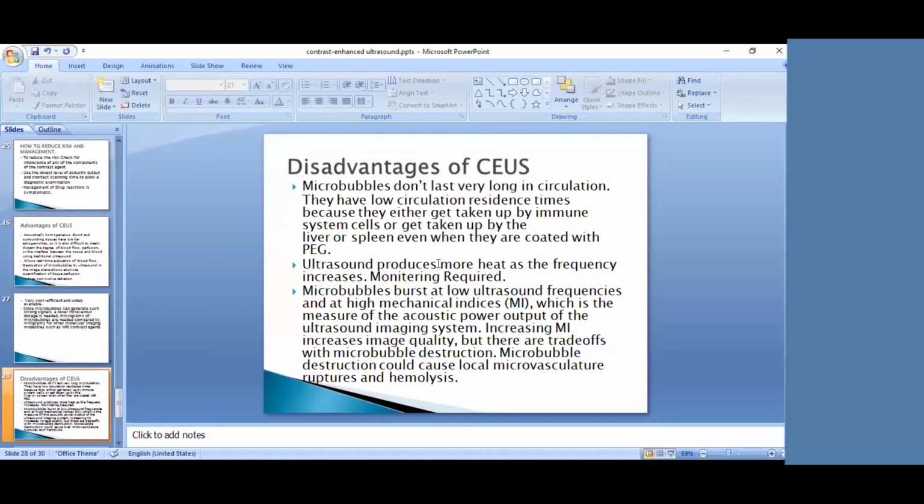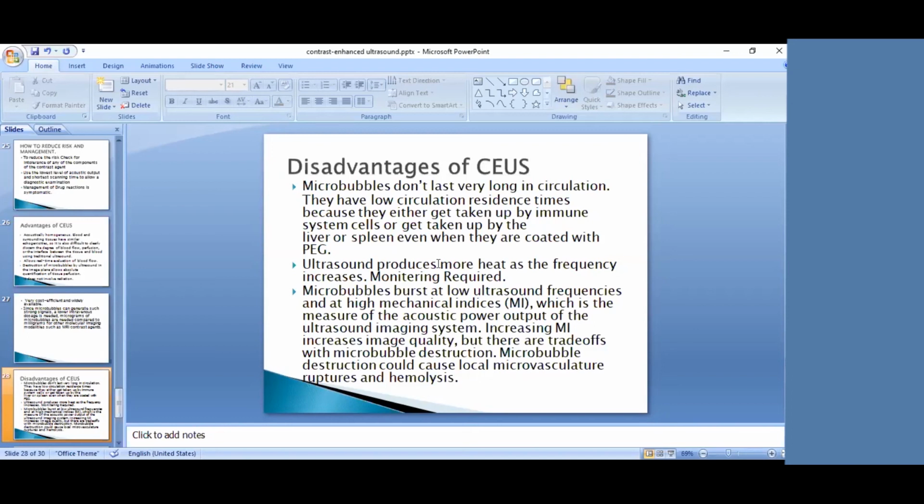Microbubbles don't last very long in circulation; they have a specific time in the circulation. We said the shell material of the microbubble will determine its presence in the circulation, so it is not lasting for long. It has a specific lifetime. They have low circulation residence time because they either get taken up by immune system cells or by the liver or spleen, even when they are coated with polyethylene glycol. Still, it will be taken by the immune system or the liver and spleen.